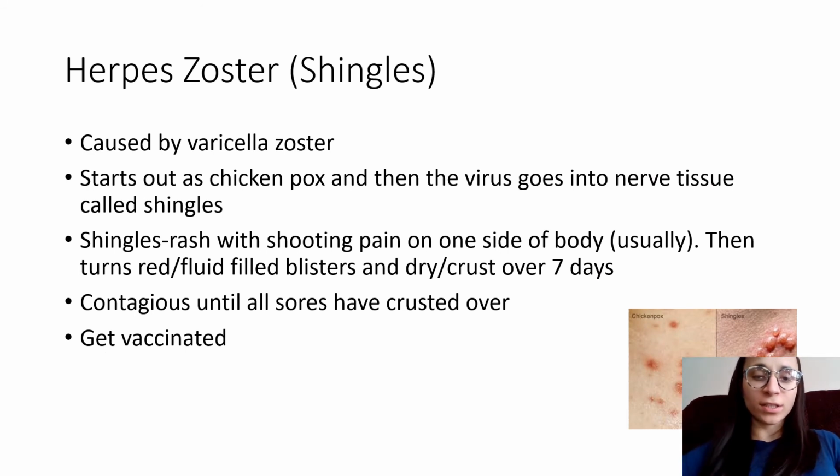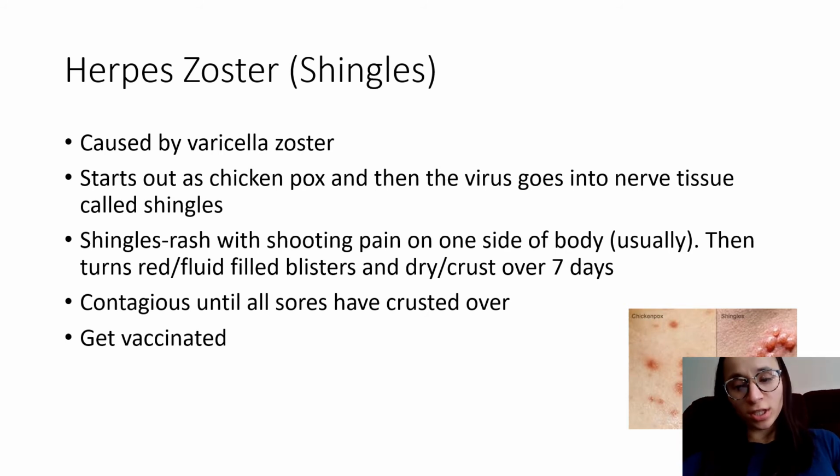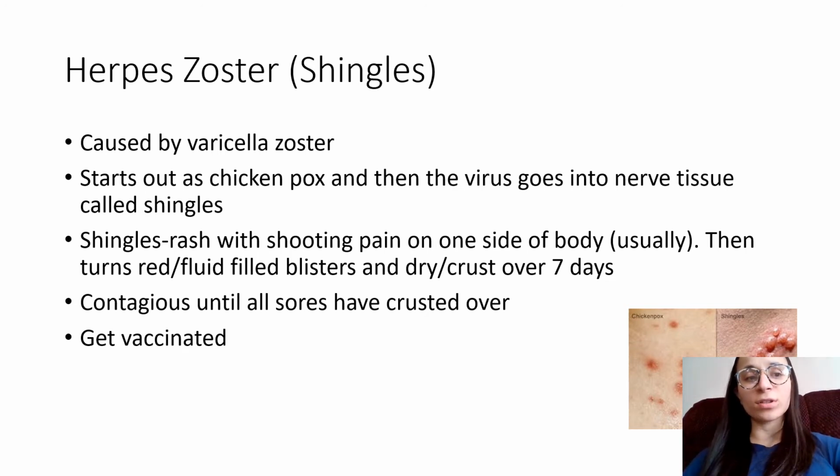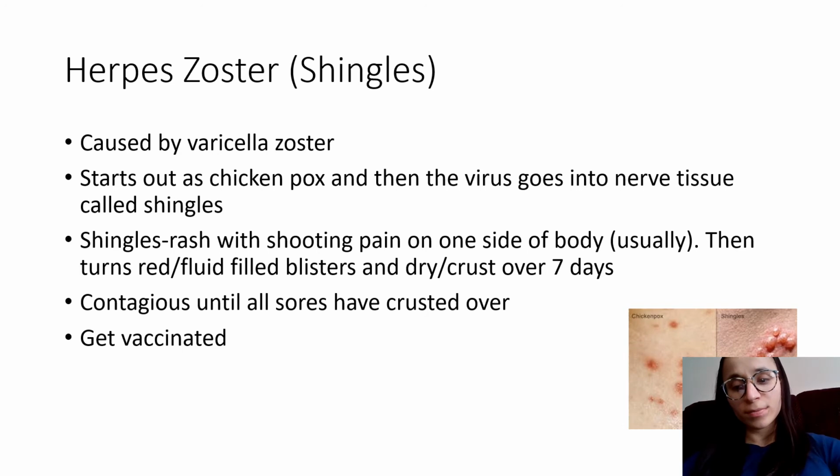Okay, so herpes zoster. Herpes zoster is called shingles. Shingles come from the same virus as the chickenpox. So someone gets the chickenpox when they're younger and it can reactivate, and then it's called shingles. As you see in this picture over here, here's a picture of shingles, and here's a picture of chickenpox.